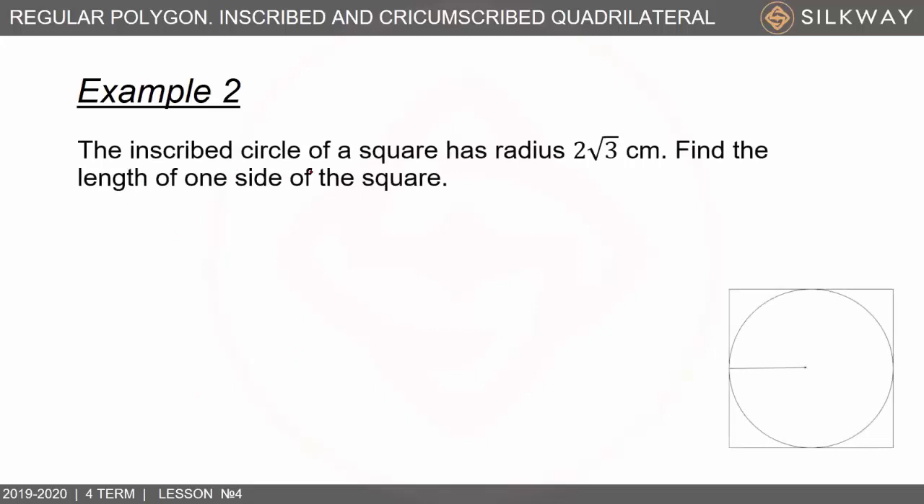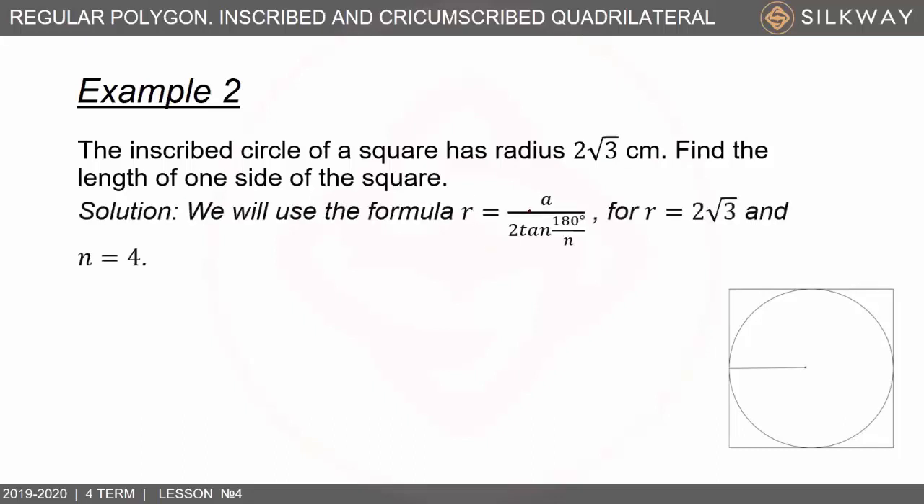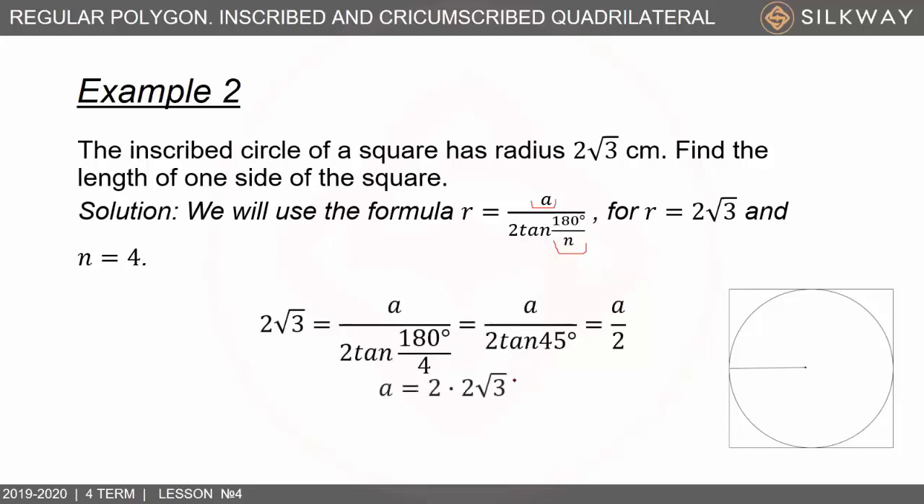The inscribed circle of a square has radius 2 root 3 cm. Find the length of one side of the square. If we use the formula, we must find here a. The radius, we know, is 2 multiplied by root 3, and the n here will be 4. And if we put these values into this formula, here will be our answer. Yes, a is equal to 4 root 3 cm.